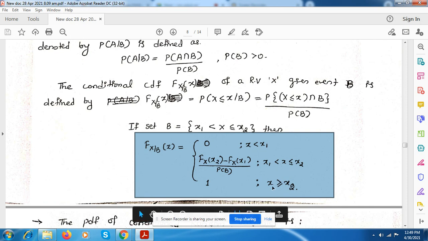And the third condition is x greater than or equal to x2. Here it includes all the values, that is, all the x1 values, x2 values, everything. So the maximum value of the CDF is 1. So you have to note down this equation also.